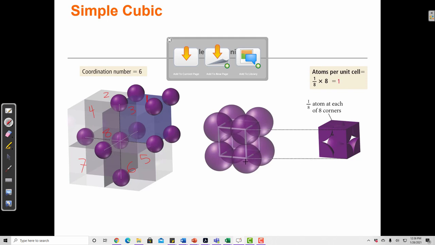Well, this whole atom is not part of one unit cell. This atom is part of 8 unit cells. And this atom is part of 8 unit cells. So when we use that information, we can see, oh, well, there's only 1/8 of each atom in a unit cell. So 1/8 times 8 equals 1. 1 atom per unit cell.